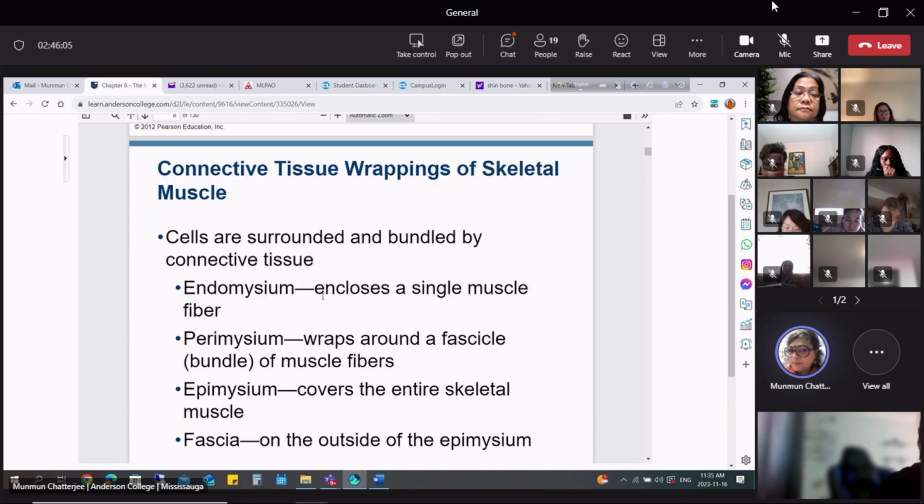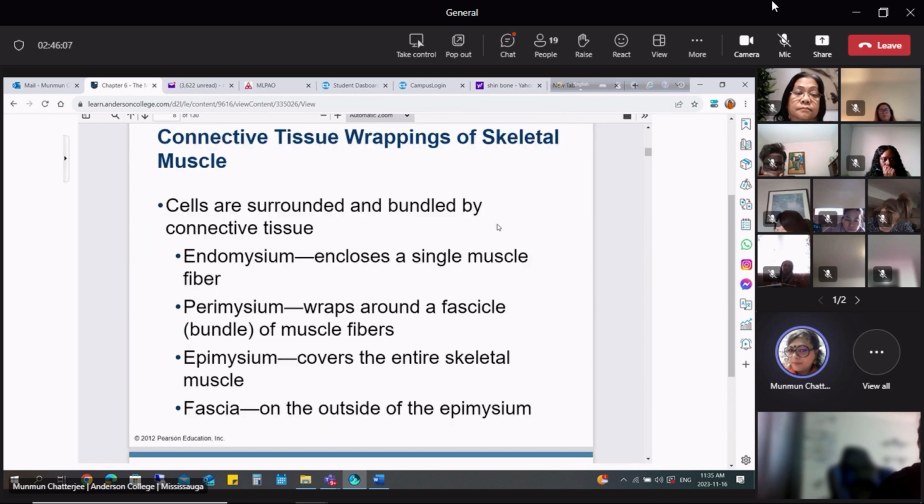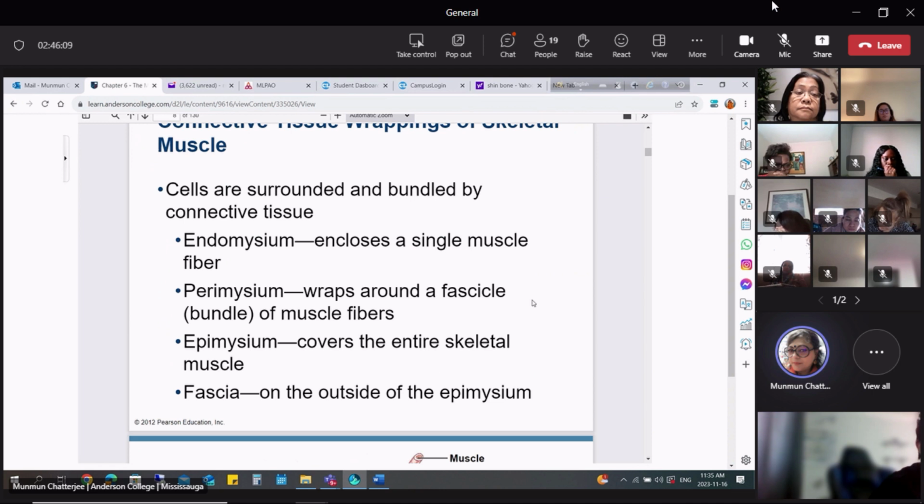So what are the connective tissues wrapping the skeletal muscle? Endomysium encloses a single muscle fiber. Perimysium wraps around a bundle of muscle fibers, and epimysium covers the entire skeletal muscle. These are the different parts. And what is the fascia? It's the outside of the epimysium.